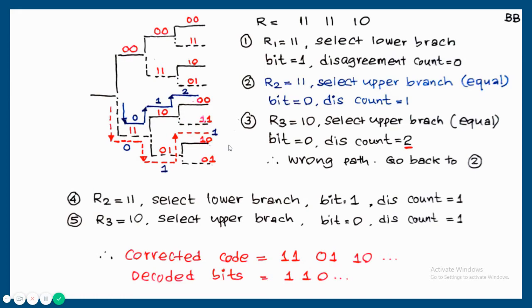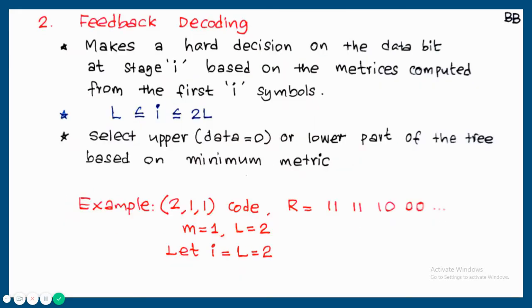We'll study one more decoding method, that is feedback decoding. It makes a hard decision on the data bit at stage I based on the metrics computed from the first I symbols.